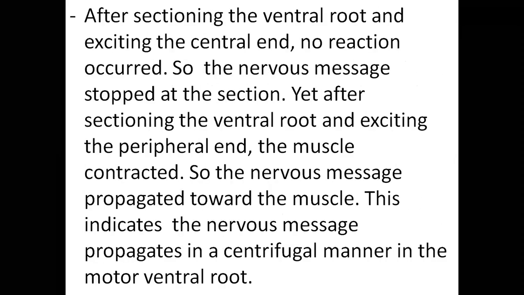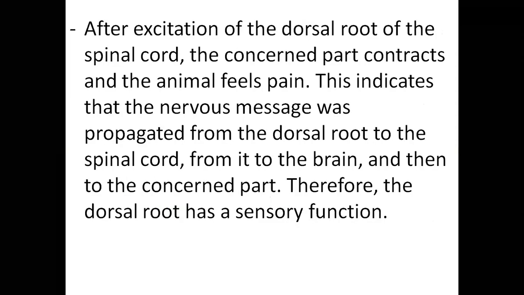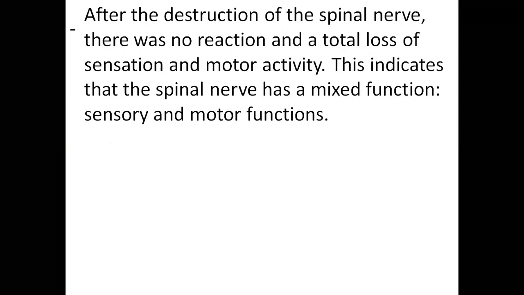The last experiment, what did they do? Imagine they destroyed the spinal nerve. There is total destruction of the spinal nerve. What happened? There is total loss of motor activity and sensation. There is no motor activity, no contraction, no feeling of pain, no sensation. So what can we conclude? After destruction of the spinal nerve, there is no reaction and there is total loss of motor and sensory activity. This indicates that the spinal nerve has a mixed function, both sensory function and motor function.